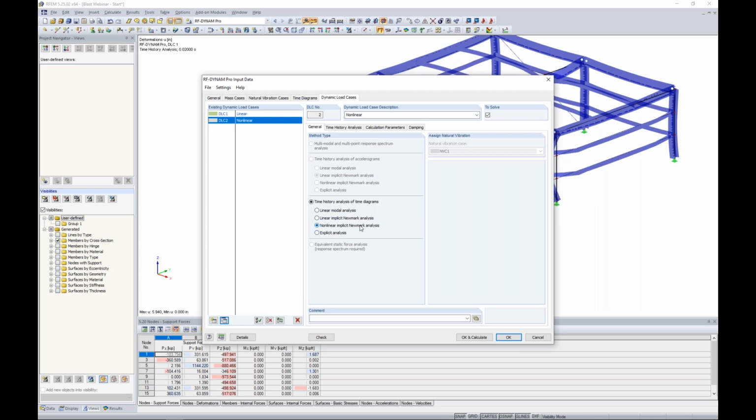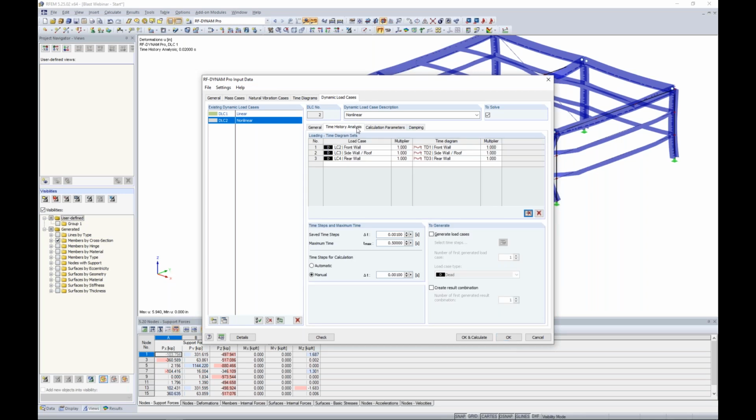What the nonlinear time history add-on module extension does is it releases these two nonlinear solvers. So now we have the nonlinear implicit Newmark analysis as well as the explicit analysis solver. Now for something like a blast load, an impulse load, it is suggested to use this explicit analysis, and that's what we'll be using today.